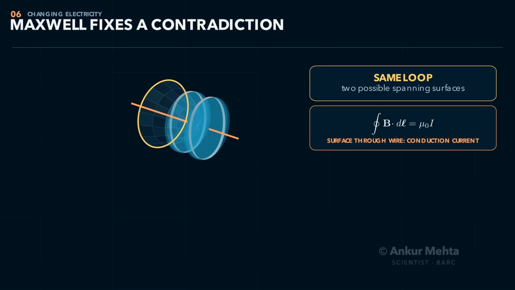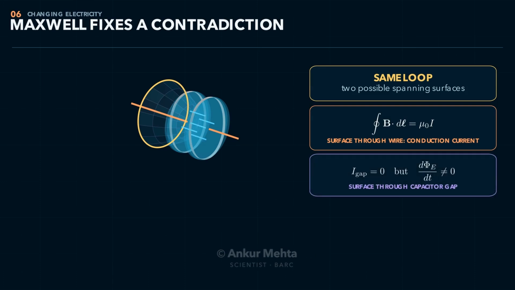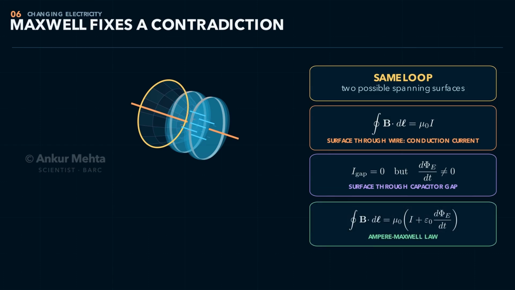The magnetic circulation cannot depend on which imaginary surface we choose. Maxwell recognized the missing quantity. As charge accumulates, the electric field between the plates changes, so the electric flux changes. The term epsilon naught times the rate of change of electric flux acts as displacement current. No electron jumps across the dielectric. Instead, the changing electric field completes the law.